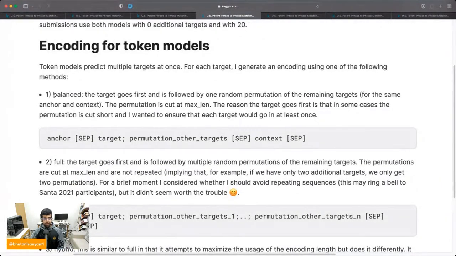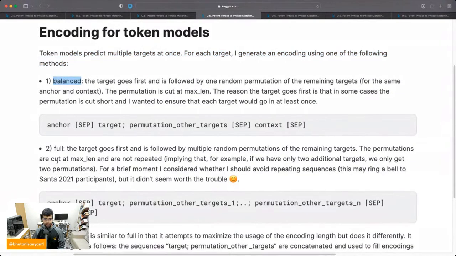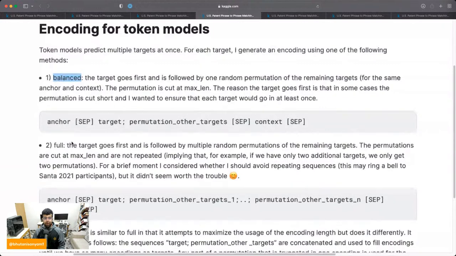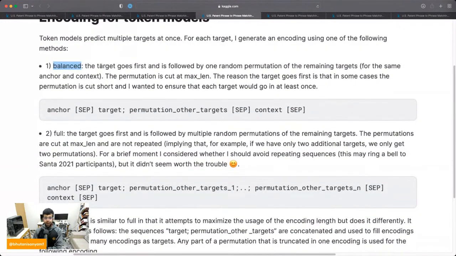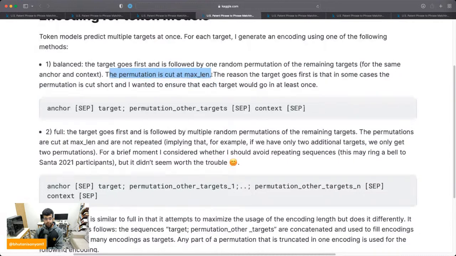For token models, token models predict multiple targets at once. And for each target, they generate an encoding using one of the following. The first one is balanced, second one is full, third one is hybrid. For the balanced one, the target goes first and is followed by one random permutation of the remaining targets. The permutation is cut at max length.